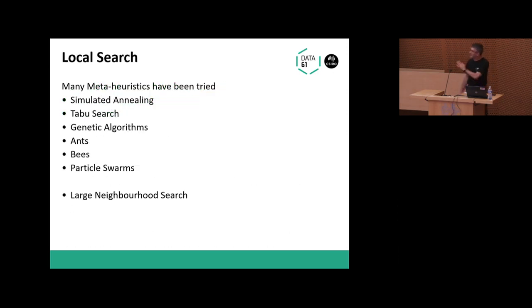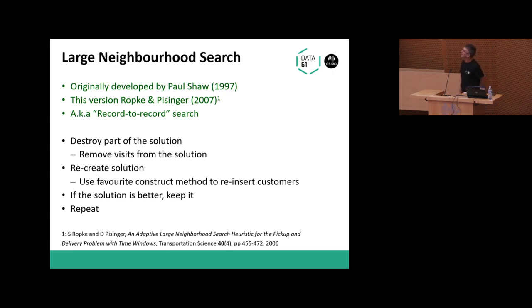Okay, and large neighbourhood search, we'll come back to large neighbourhood search because that one actually works. So LNS was first worked out in 97, and the one I'm going to talk about is from Ropke and Pisinger in 2007, and it's such a good idea. It's been invented lots of different times in different places. It's also called record-to-record search.